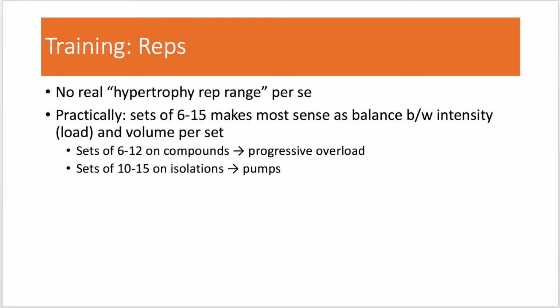So staying largely in the 6 to 15 rep range makes the most sense as it strikes a balance between intensity, so your load lifted, and volume per set. A good rule of thumb is to stay in the 6 to 12 rep range on compounds, or as low as 5 if strength is a goal, to make it easier to perform progressive overload, and 10 to 15 on isolations to focus on pumps.